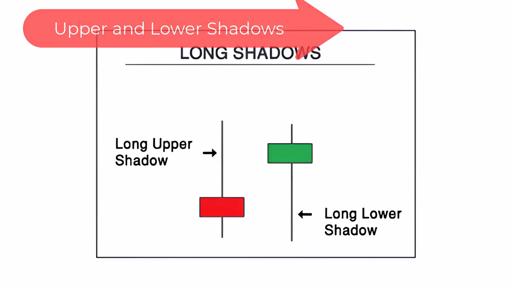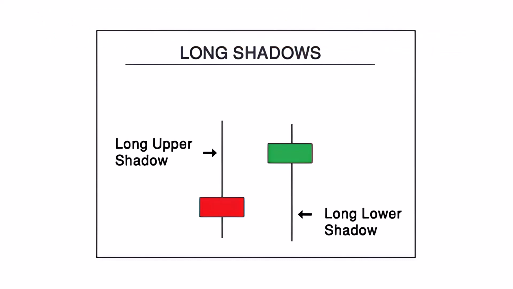Upper and lower shadows. Let's delve into the highs and lows of the candlestick, as illustrated in this graphic. The area between the highest price recorded during the day and the opening or closing price of the day, depending on whether it's a bearish or bullish candle, is referred to as the upper shadow. The length of the upper shadow is determined by the difference between these 2 points. The greater the difference, the longer the upper shadow.